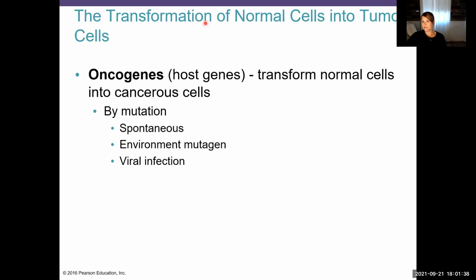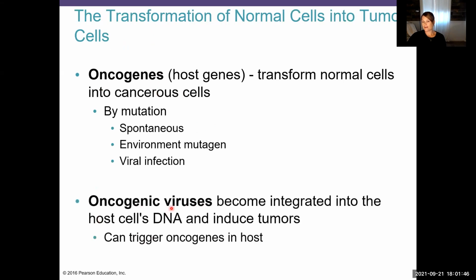So how does it happen? The transformation of normal cells into tumor cells is how cancer happens. As I already said, if you're a virus that becomes integrated into the host cell's DNA to induce tumors, you're an oncogenic virus. That can trigger what are called oncogenes in the host. So this is the name for the virus. If you're a gene in the host that's important to preventing cancer, you're an oncogene. An oncogene is a host gene that's important in preventing cancer.